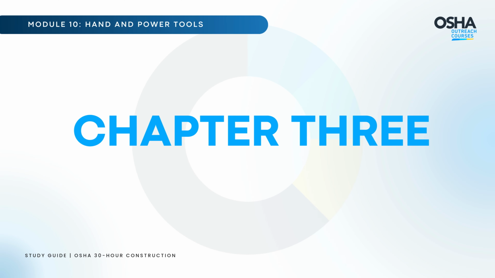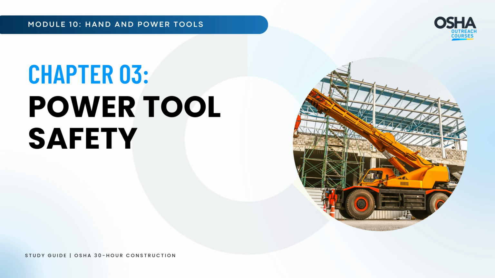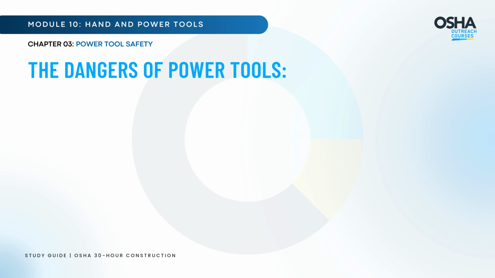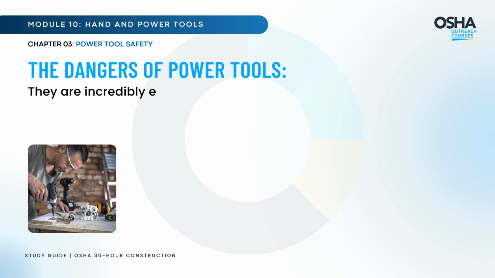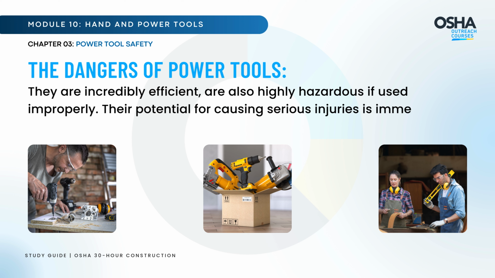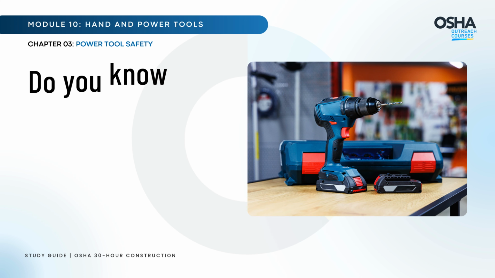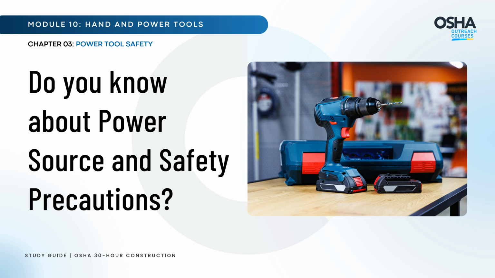Let's explore Chapter 3, Power Tool Safety. Here are the dangers of power tools. They are incredibly efficient, but also highly hazardous if used improperly. Their potential for causing serious injuries is immense. From flying debris to electrical shocks, the risks are real. Do you know about power sources and safety precautions?